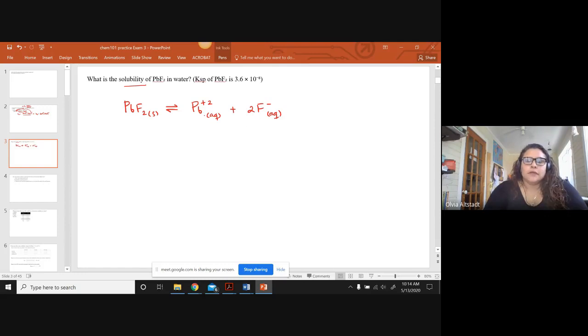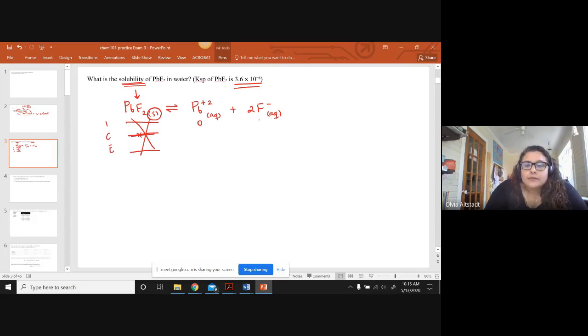Now, the KSP says that 3.6 times 10 to the negative 8 is the equilibrium constant. For me to figure this out, I want to find out how much of this actually dissolved. That's what the solubility means. If I were going to construct an ICE table, this doesn't tell me how much is at the beginning, but I know some of it dissolves, and at equilibrium I have something else. It doesn't matter, because this is a solid, so none of the information pertaining to lead fluoride really matters because our KSP is not going to have it.